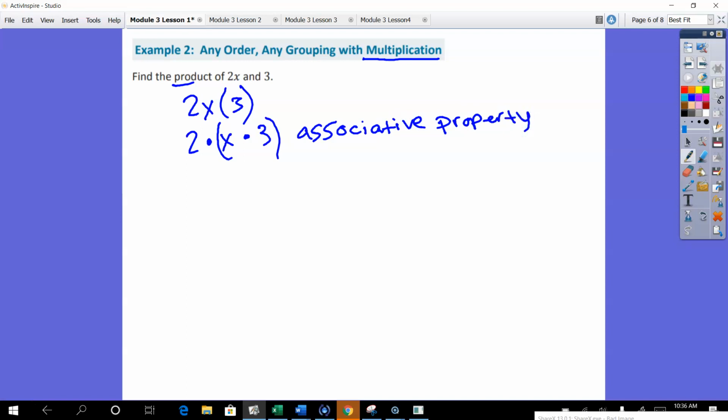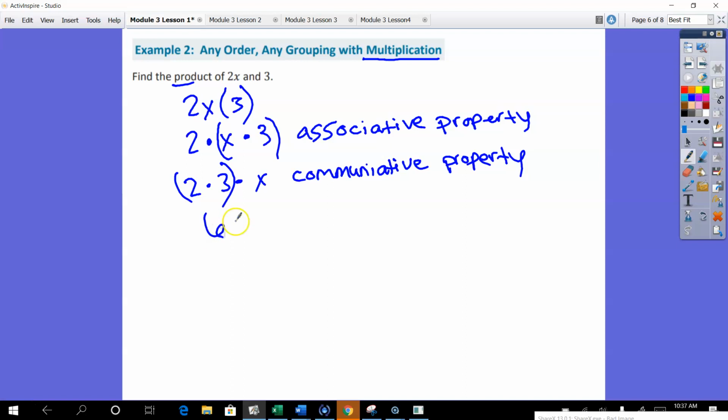Because it was all multiplication, we could change the order and get the numbers next to each other. So 2 times 3 times x, which would be our commutative property. Okay, and finally, if we did the 2 times the 3, that would be 6x. So we use that associative and commutative property to reorder and regroup it.